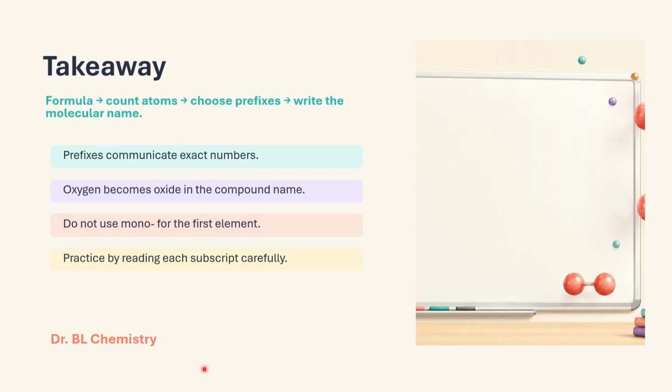I hope now you all understand the prefixes. That means each number of nonmetals present in the molecular compound. And the next is a rule. We should omit the mono for the first element. I hope now you all can name any kind of covalent compounds.